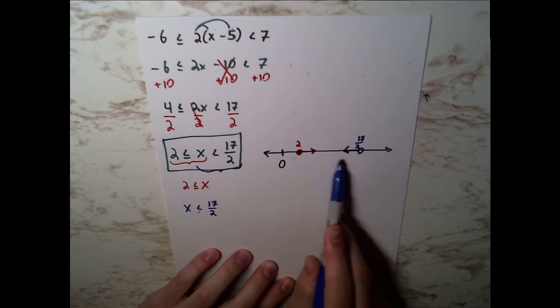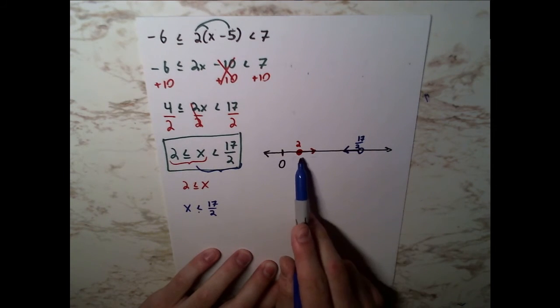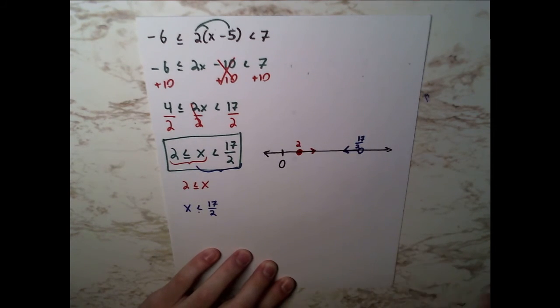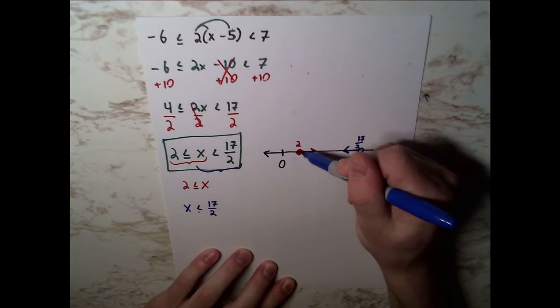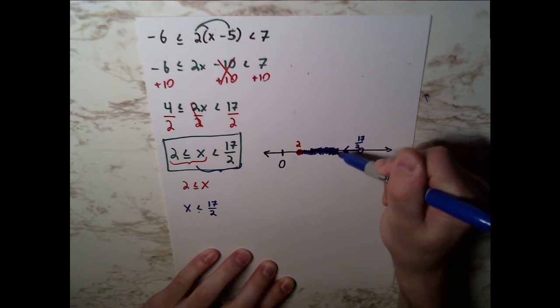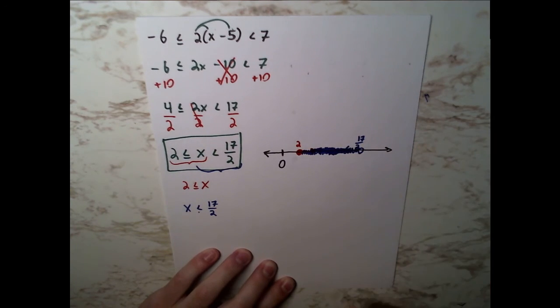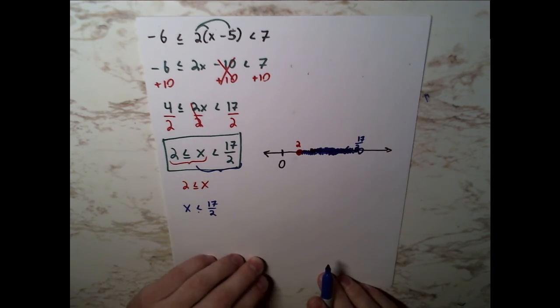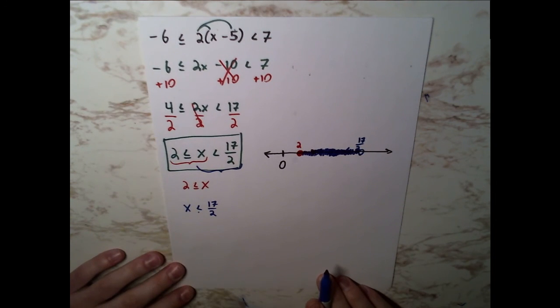So since both of these shades are going to overlap, our final shading is just going to be the area in between our two numbers, just like that. And that's how you do an inequality with two inequality signs.